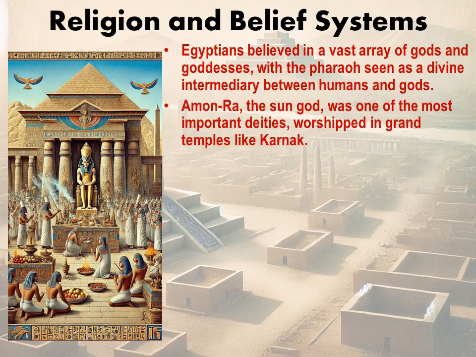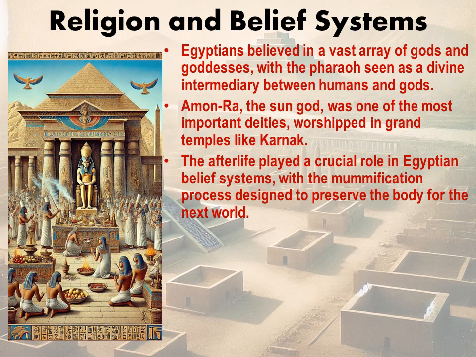Amun Ra, the sun god, was one of the most important deities, worshipped in grand temples like Karnak. So, Karnak was a temple in Egypt where the sun god was worshipped, and he was the most important deity. The name of the sun god was Amun Ra, or sometimes he is also referred to as Ra.